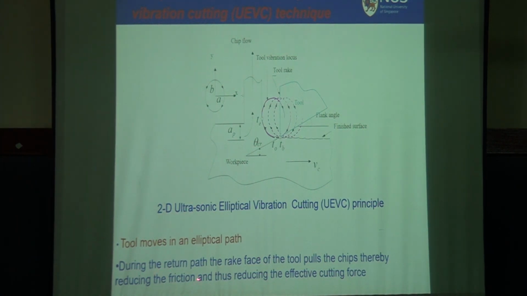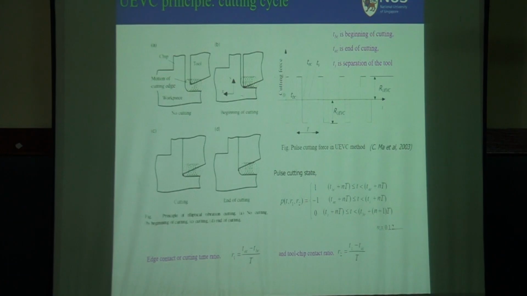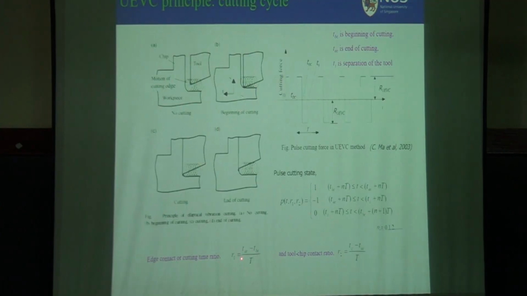Please look at this. During return paths, the rake face of the tool pulls the chips, thereby reducing the friction and thus reducing the effective cutting force. And cutting force is very less. All these details I will skip, equations are there. And tool tip contact time is very short, which is the time of cutting and free time divided by the total time.